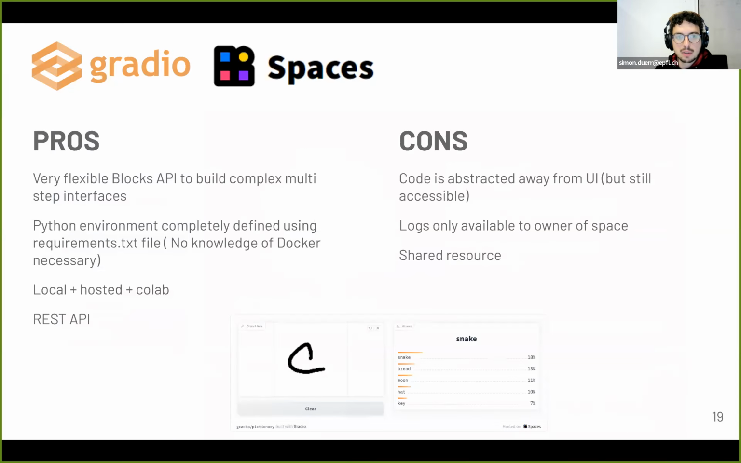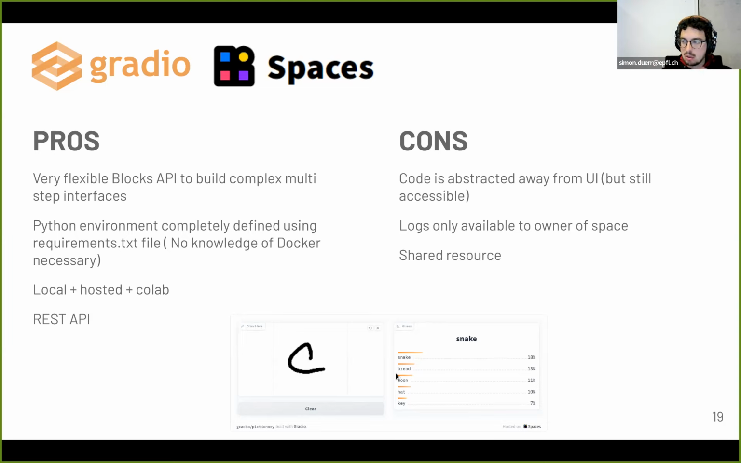If we go to the next library, this is Gradio, which is developed by Hugging Face. You can run it on their Spaces infrastructure, but you can also run it anywhere else. And on the pro side for this library is that you have this very flexible API to build complex multi-step interfaces where you really can define a workflow that people have to go through. And you also have plenty of UI components available. For example, here, you can play Pictionary, so people can draw something and then you can output the predictions like it's described here.